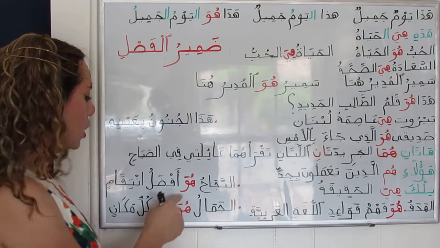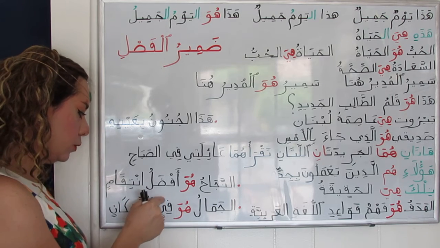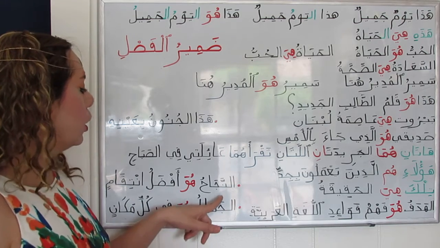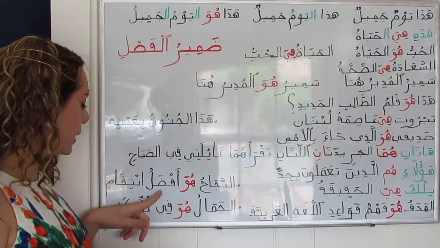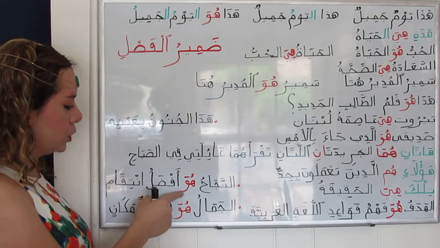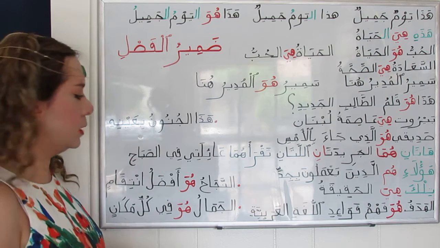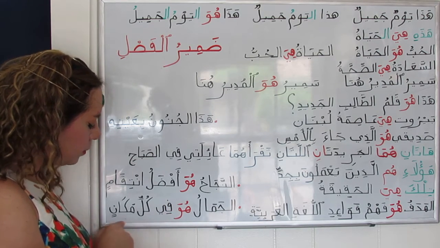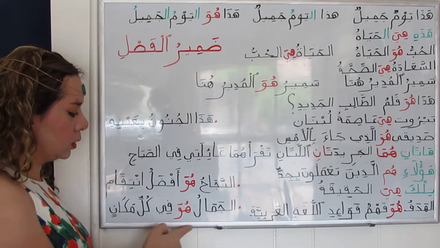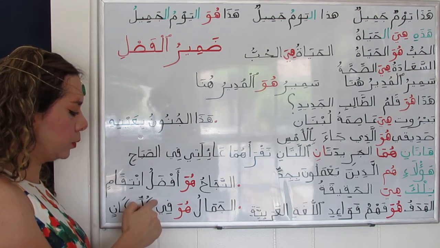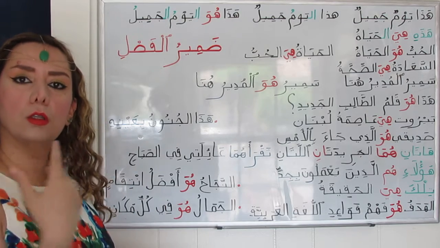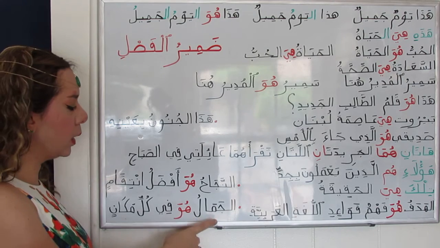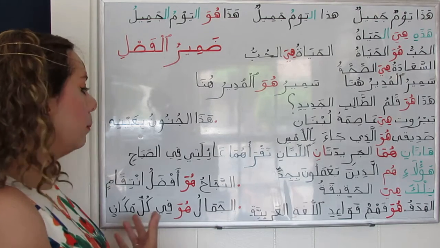النجاح, the success, هو أفضل انتقام. This is kind of إضافة also with the elative adjective أفضل. The success is the best revenge. So you may or you may not use it. It's up to you. الجمال هو في كل مكان. Here is a prepositional phrase. So when you have a noun followed by a prepositional phrase, you may use the pronoun of separation or not. الجمال في كل مكان or الجمال هو في كل مكان.